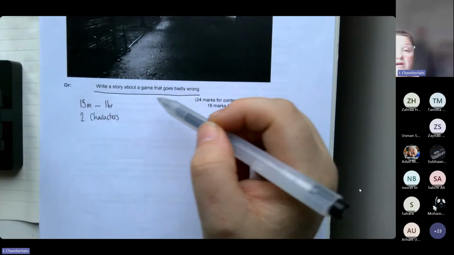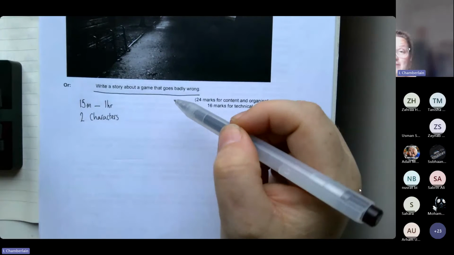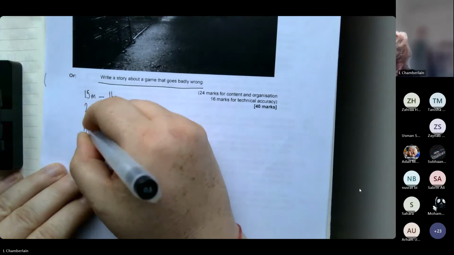The next thing I would say is you don't waste your time. If you're being asked to write a story about a game that goes badly wrong, start at the moment that it goes wrong or at the moment just before it goes wrong. You don't need to start 3 days before with the characters getting up and having breakfast and having an argument, okay? So that's why planning is really important.